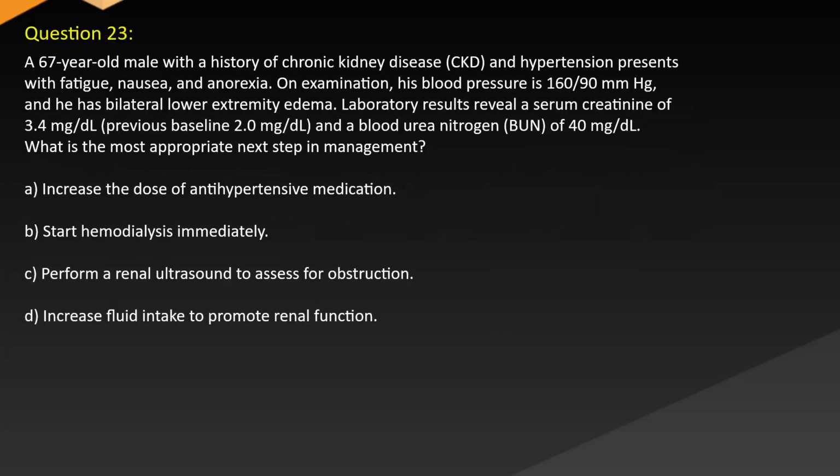Question 23. A 67-year-old male with a history of chronic kidney disease (CKD) and hypertension presents with fatigue, nausea, and anorexia. On examination, his blood pressure is 106/90 mmHg and he has bilateral lower extremity edema. Laboratory results reveal a serum creatinine of 3.4 mg/dL, previous baseline 2.0 mg/dL, and a blood urea nitrogen (BUN) of 4 mg/dL. What is the most appropriate next step in management?